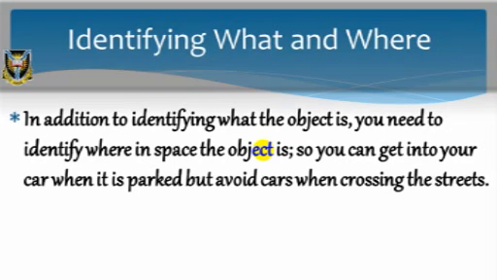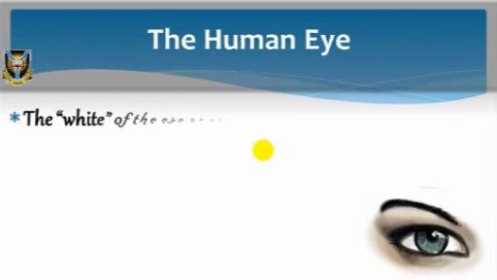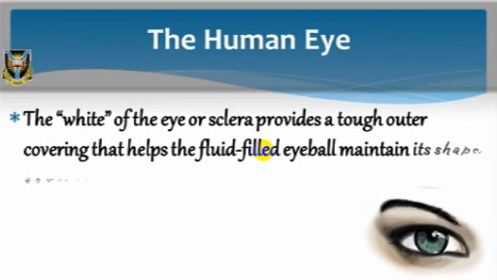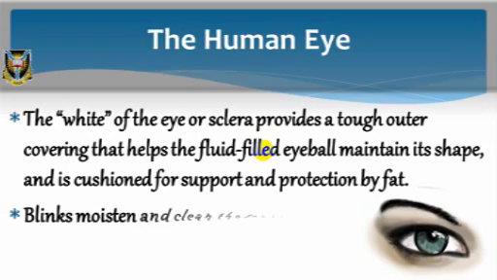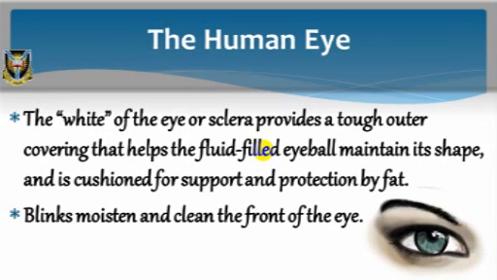The human eye. The human eye is roughly a sphere with a diameter just under an inch, similar to a small ping pong ball. The white of the eye, or sclera, provides a tough outer covering that helps the fluid-filled eyeball maintain its shape.